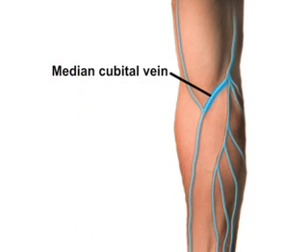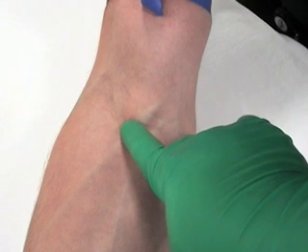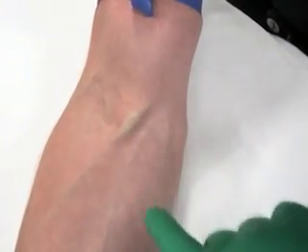The median cubital vein, which crosses the antecubital fossa, is frequently cannulated in acute situations, as it accommodates large bore catheters and may be easier to cannulate.